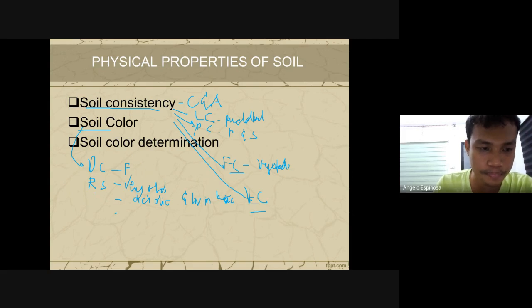Pag red yellowish naman po siya, red yellowish color in subsoils, it means it has a good drainage. Good po ang drainage sa subsoils pag nag-red yellowish ang subsoils. Pag dark bluish or grayish naman siya, ito lumabas sa board exam, it means it indicates poor drainage.